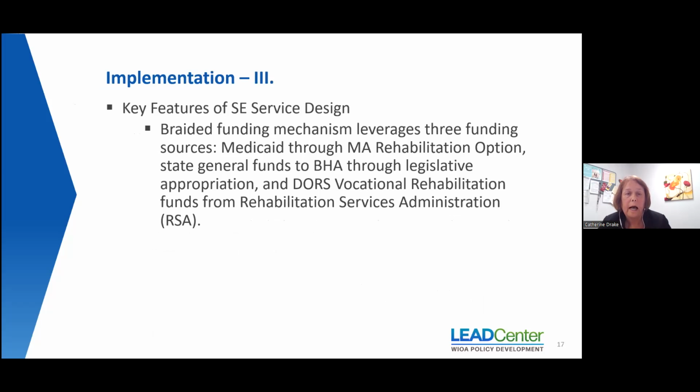rehabilitation option, state general funds to BHA through legislative appropriation, and DOORS vocational rehabilitation funds from the Rehabilitation Services Administration. Next slide.